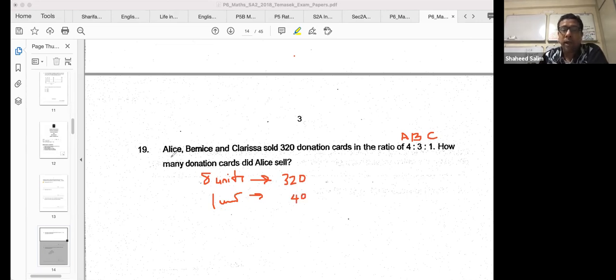You want to find how many units? Alice, how many units? Alice, we look at it, is 4 units, right? So you can find 4 units now. How you get 4 units? You times by 4. 40 times 4 equals to 160. Okay, we are now going to move on to the next question. So Izzat, you're okay with this? Yes?